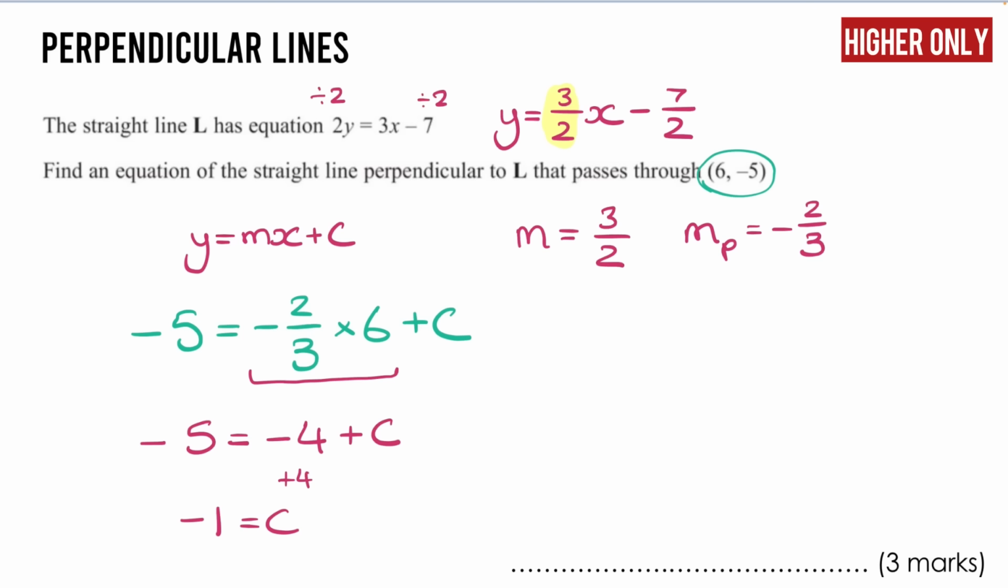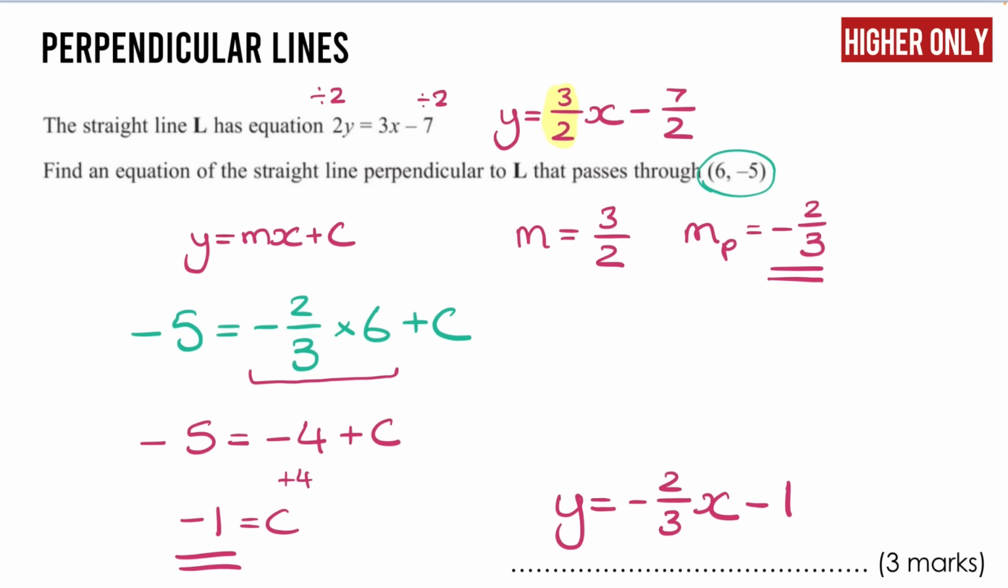I've got the value of m, which we worked out, our gradient. I've got the value of c, which is negative 1. So my equation of the line will be y equals minus 2/3 x minus 1. Now it could ask us to write that in another form. For example, it might want us to write it without any fractions involved, in which case I'd need to times everything by 3 here, which would make it 3y equals minus 2x minus 3.